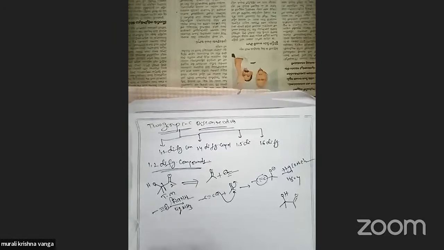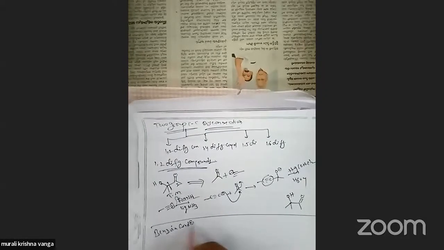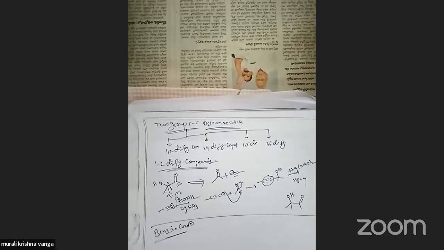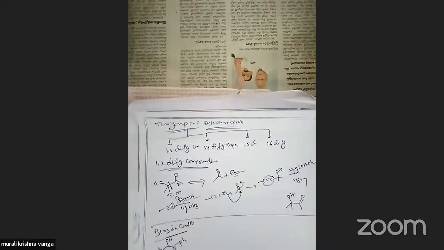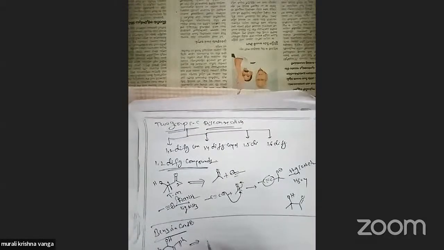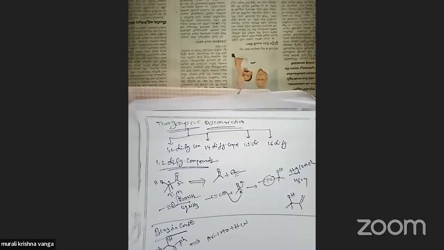Next example is benzoin condensation. In this benzoin condensation, on functional group interconversion, the products are aromatic aldehyde and HCN. Okay, these are the examples.